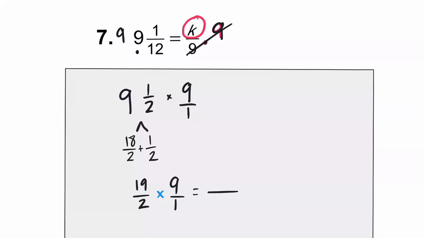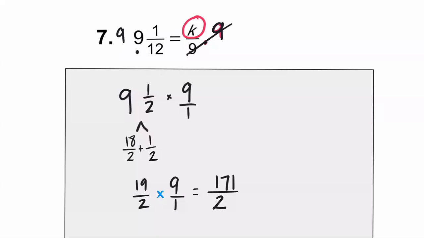And then we'll just go ahead with fractions, multiplying straight across the numerators, straight across the denominators. So I'll do the denominator first. 2 times 1 is 2. And then 19 times 9 is 171. Okay. Now this one is top heavy, so I can see that the numerator is much larger than the denominator, so it's an improper fraction, which can be made into a mixed number.